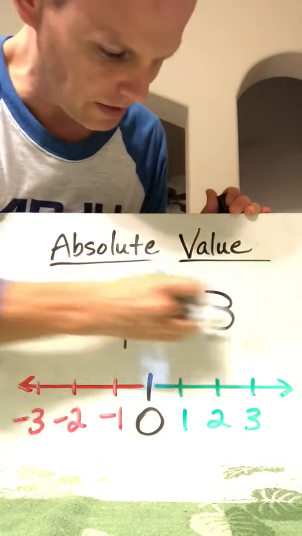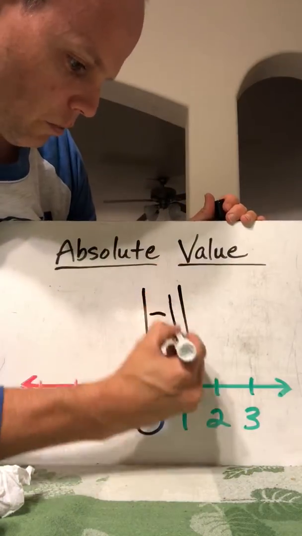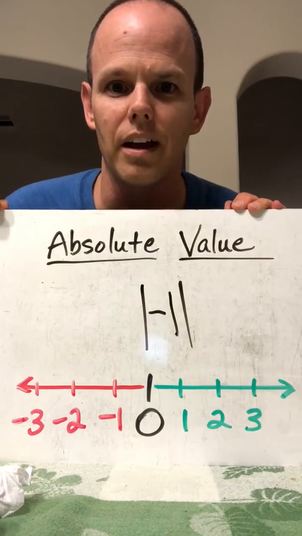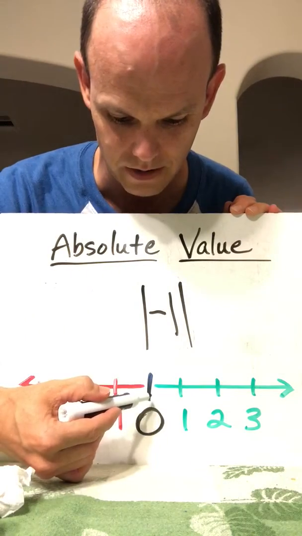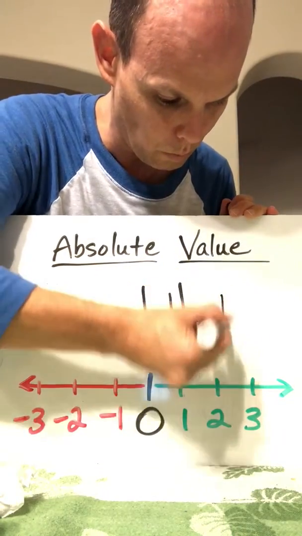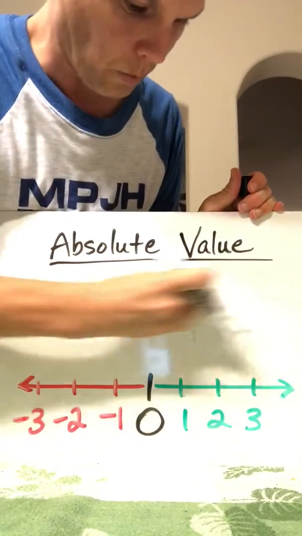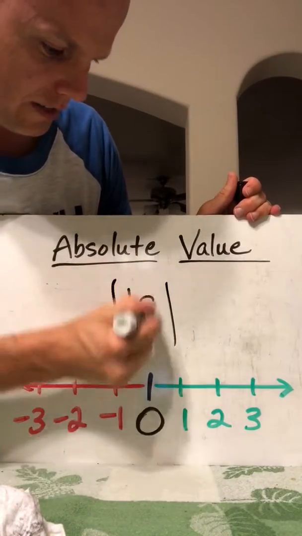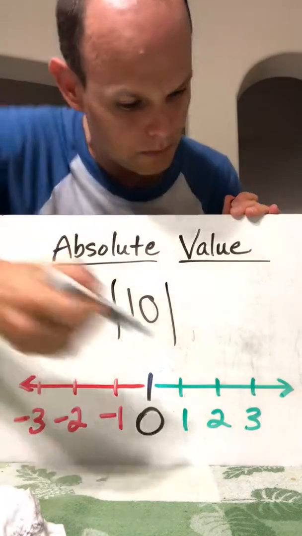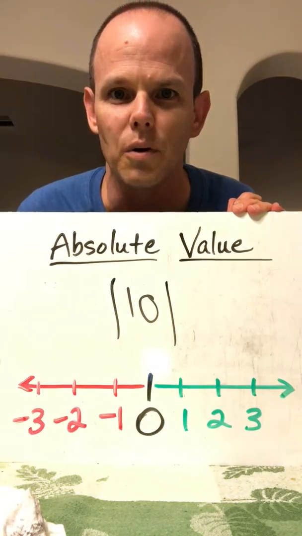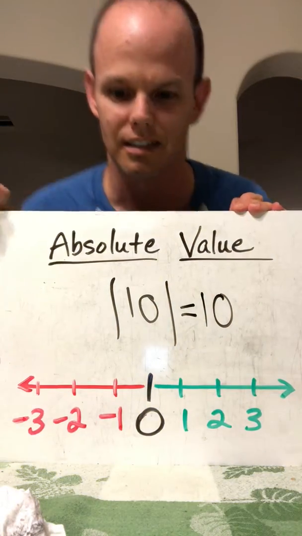Let's do a couple more problems. What is the absolute value of -1? Which means how far away is -1 from 0 on the number line? -1's right here, 0's right here next to it, so that would be 1 space. Your answer is +1. What is the absolute value of 10? Meaning how far away is +10 on the number line from 0? 10 would be way up here on the green side, and of course that would be 10 spaces away from 0, so the answer is 10.